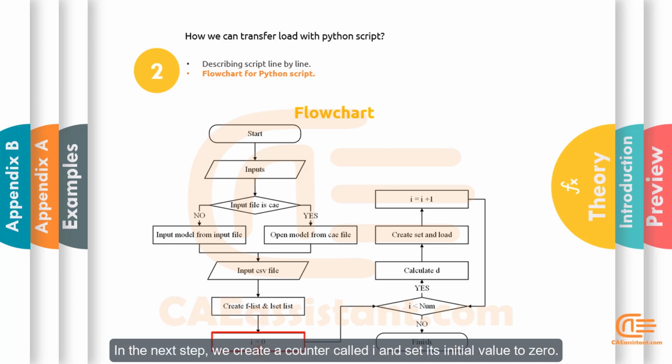In the next step, we create a counter called I and set its initial value to 0. This variable indicates the number of loads that have been checked and transferred. Now we have to check the loads that we obtained from the CSV file one by one. If the number of checked loads is less than I, we must get the value of D first.